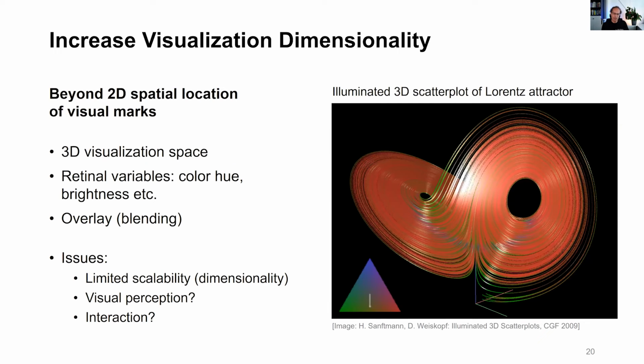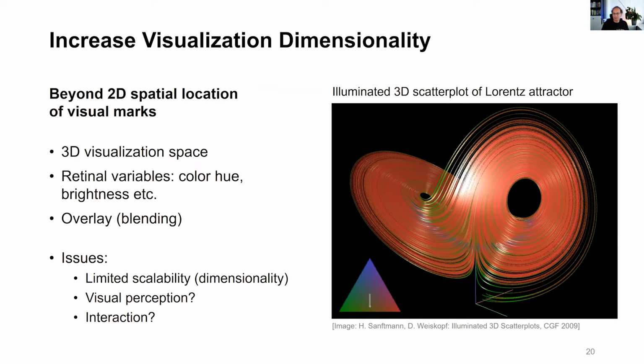Now, another strategy wants to crank up the available dimensionality of the visualization design space. So far, I've just assumed a 2D visualization space with the two channels that hold the X and Y location of visual marks or patterns. And of course, our visual perception can work with more than only these two dimensions. For example, we can embed the visualization in 3D space, essentially making use of the additional depth dimension.